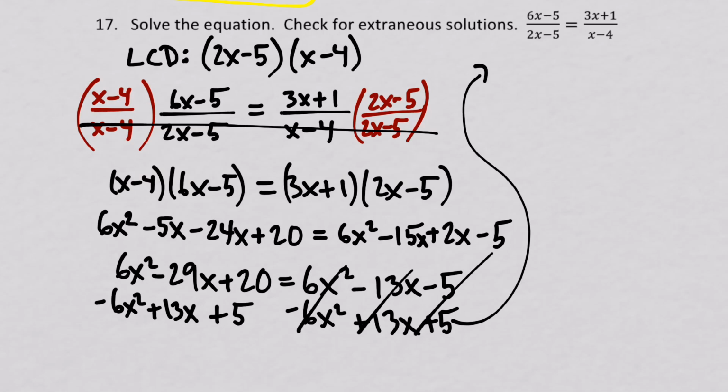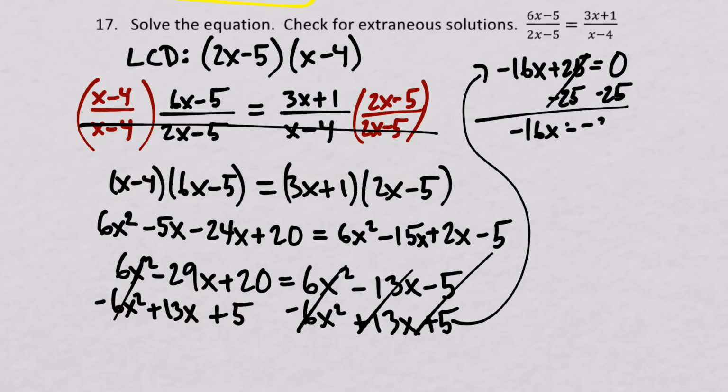So 6x squared minus 6x squared is going to cancel right here. Negative 29 and positive 13 is going to be negative 16x. Positive 20 and positive 5 make positive 25. And on the right side it's just 0. Alright, and to finish it, we're going to subtract 25. Negative 16x equals negative 25. Divide by negative 16. And x equals positive 25 over 16.